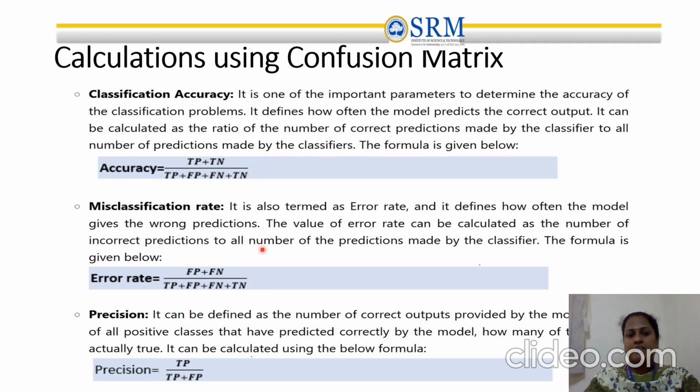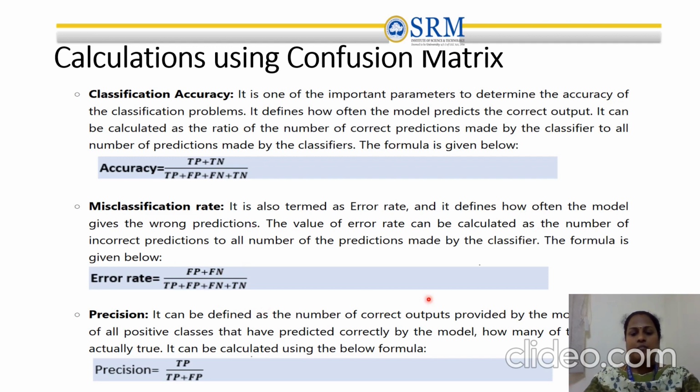The second metric is the misclassification rate. It is also termed the error rate. It defines how often the model gives the wrong prediction. The formula for the misclassification rate is error rate equals false positive plus false negative divided by the total number of predictions. Then the third metric is precision.